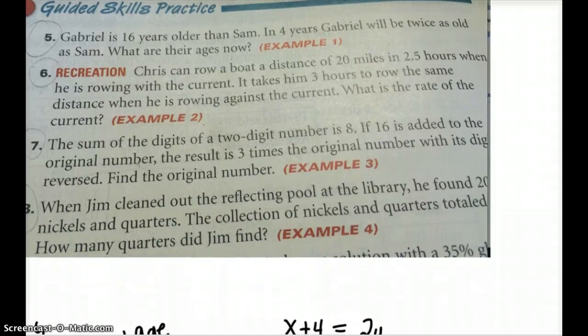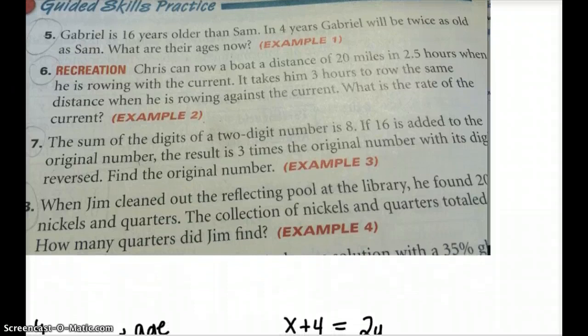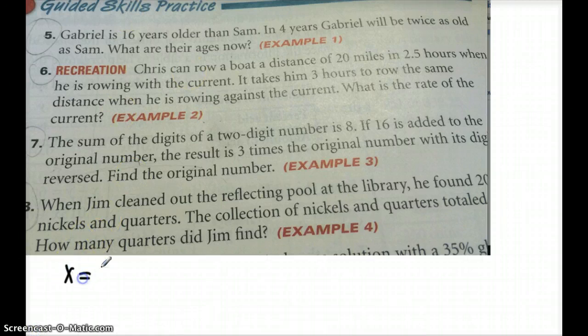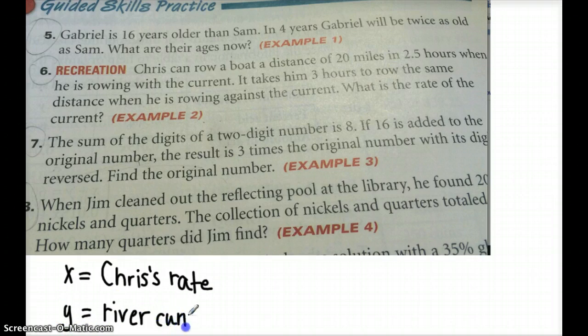So one thing that you don't know is how quickly both of them are going. You don't know how fast Chris is rowing, and you don't know how fast the current is. Those are the two things you don't know. So we're going to let X equal Chris's rate and Y equal the river current rate. So he can row a boat a distance of 20 miles in 2.5 hours when he is rowing with the current.